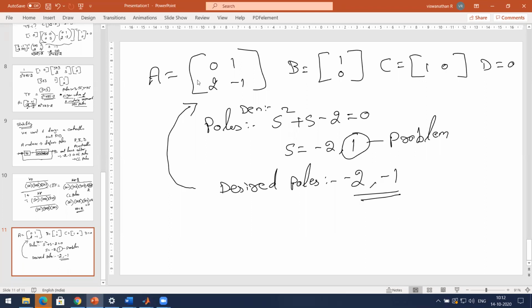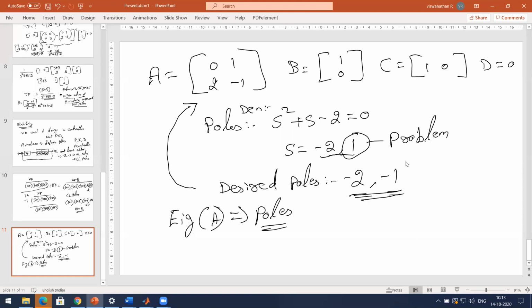And why are we focusing only on the A matrix and not B, C, D? Because the eigenvalues of the A matrix give the poles of the transfer function. So that's why we want to modify this A matrix in such a way that instead of -2 and 1 being the poles, I want -2 and -1 as the poles. If I do that, then I can make the system stable.